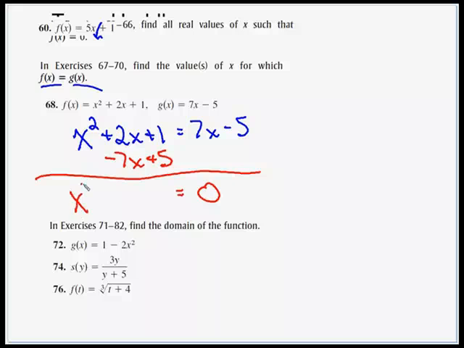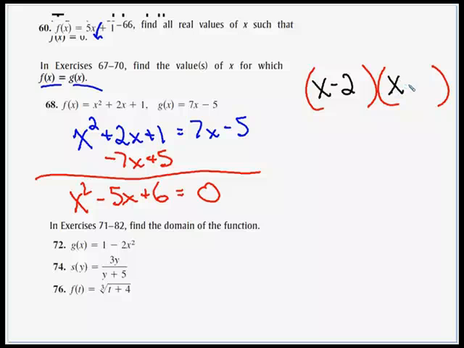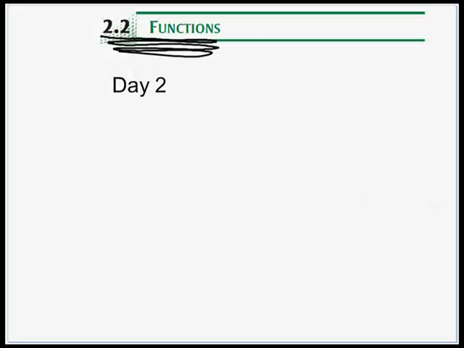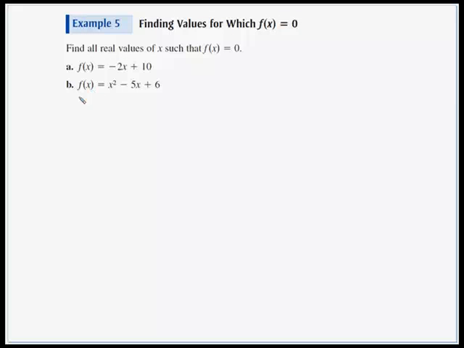And we have x squared. 2x minus 7x is minus 5x. 1 plus 5 is equal to positive 6. And then, is that going to turn out to be the exact same answers as one of our examples there? The factors of 6 that add up to negative 5. So that's negative 2 and negative 3. So x squared minus 5x plus 6. That's the exact same thing from example 5.